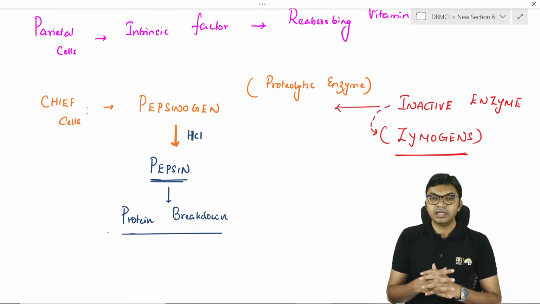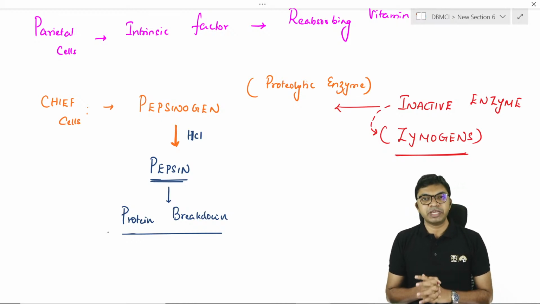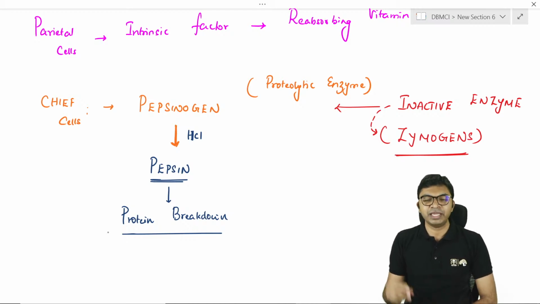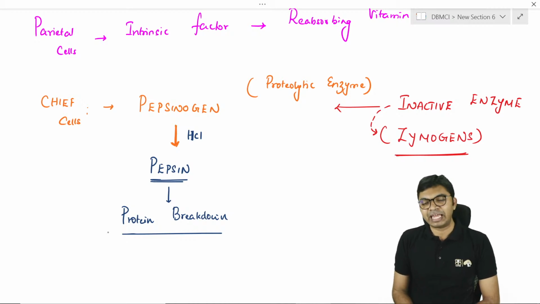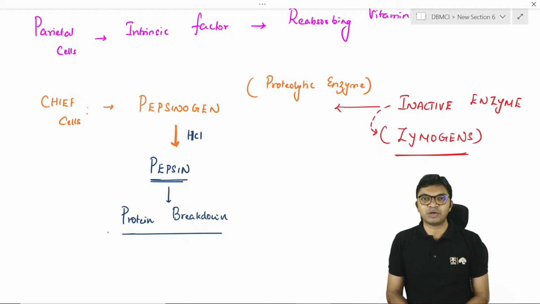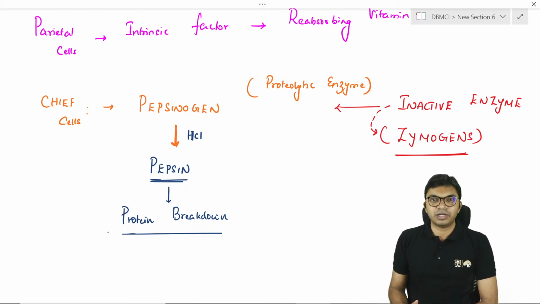You know very well, the digestion of carbohydrates begins in the oral cavity because of the presence of an enzyme called ptyalin, salivary alpha amylase. Similarly, digestion of proteins begins in the stomach because of the enzyme called pepsin, which gets produced as an inactive molecule called pepsinogen. In the presence of gastric acid, it gets activated to pepsin, my friends.